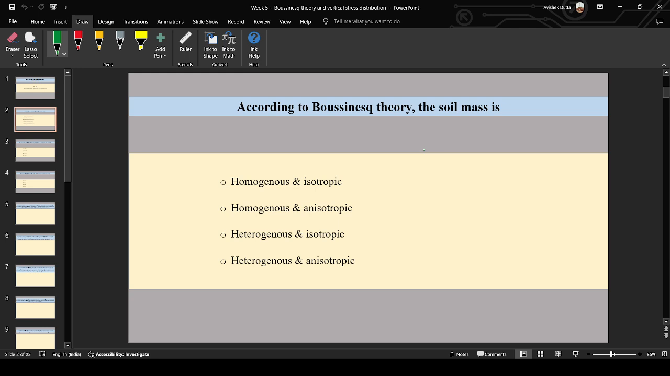So for the case of simplicity of the entire theory and the corresponding equations, in the Boussinesq theory, it is assumed that the soil mass is homogeneous and isotropic. Okay. So according to Boussinesq theory, the soil mass is homogeneous and isotropic. Next question.